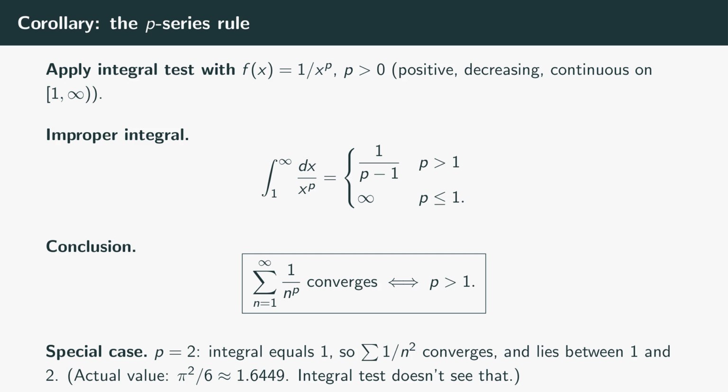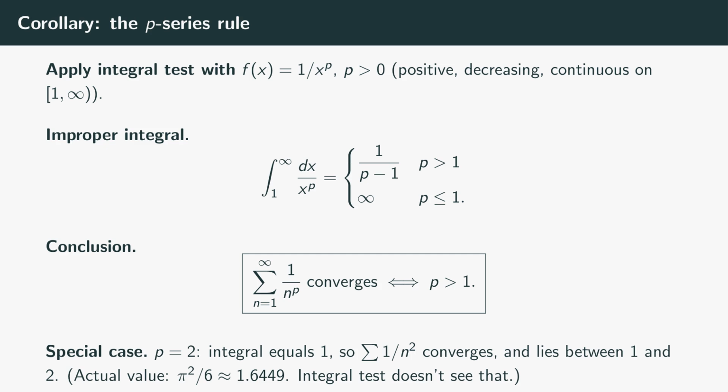It equals 1/(p-1) when p is greater than 1, and equals infinity when p is less than or equal to 1. By the integral test, the series, the sum of 1/n^p, converges if and only if the integral does, which is if and only if p is greater than 1. Done. The p-series rule proved.